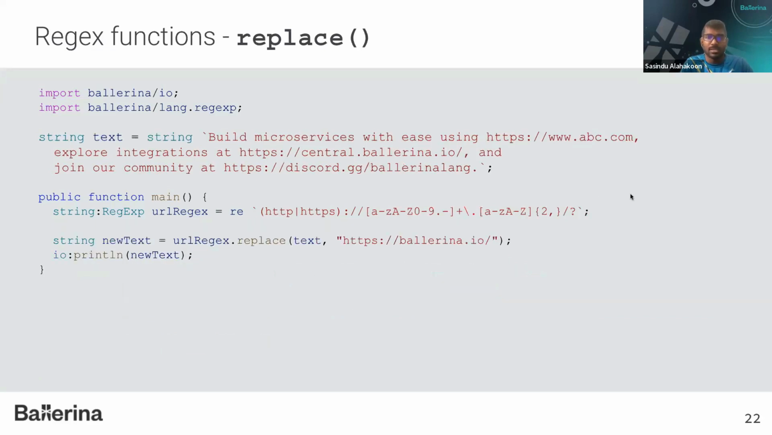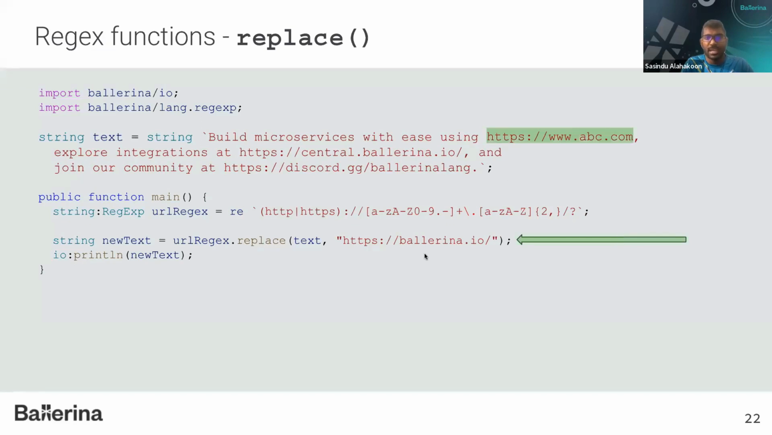Next, we are going to discuss the replacing function. We use the same regex that matches a URL that we used in the previous slides. Then we use this pattern to replace the first URL in the string text with the new URL, ballerina.io. So we are going to replace this with this URL.